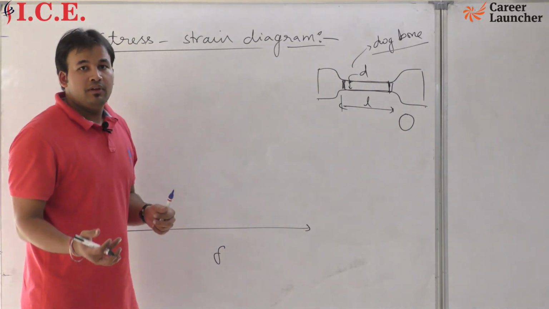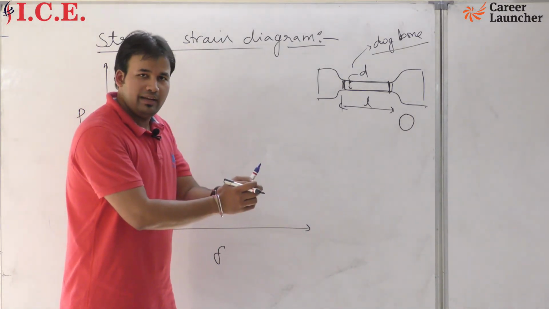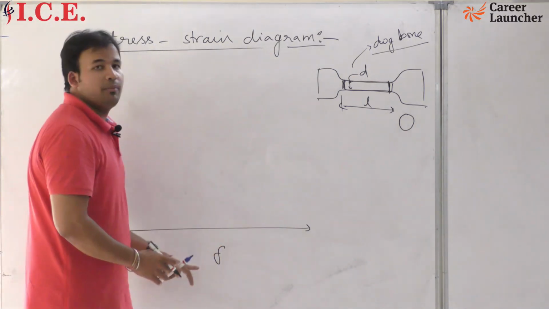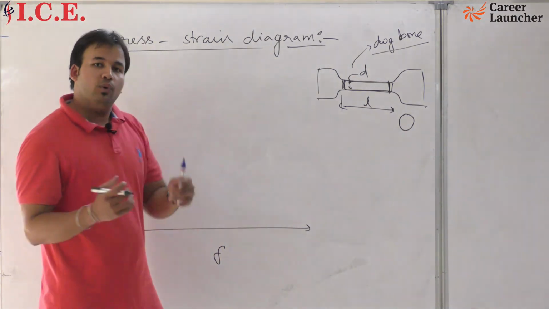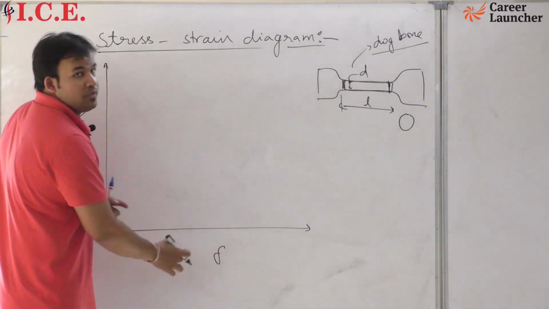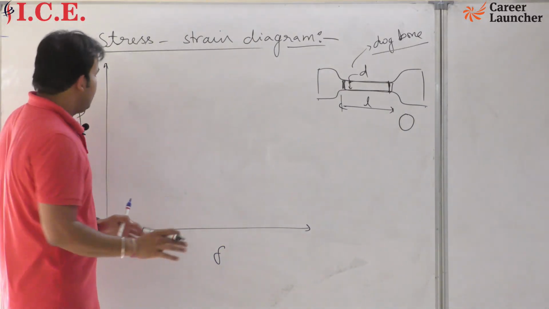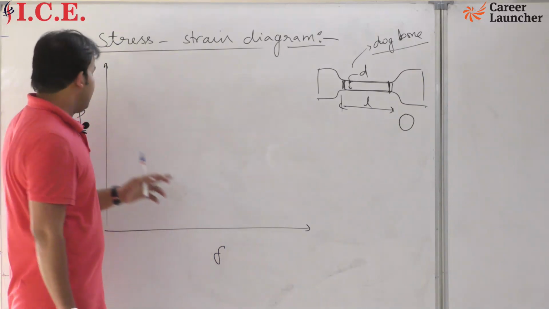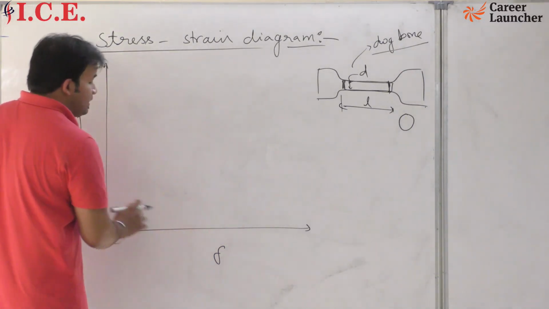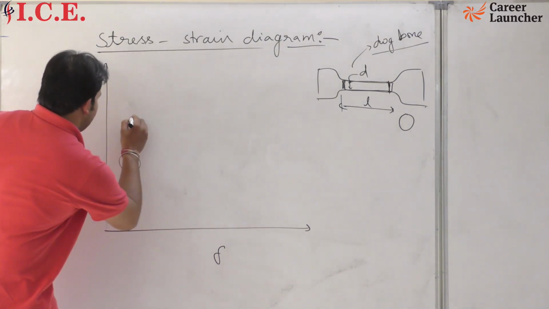On the UTM machine you apply a particular load, and with the help of a dial gauge you can find the value of deformation. You apply the load and you get the deformation there. So for this you can have a curve. If I draw the load versus deformation curve, then I will say that the load versus deformation curve will be like that.